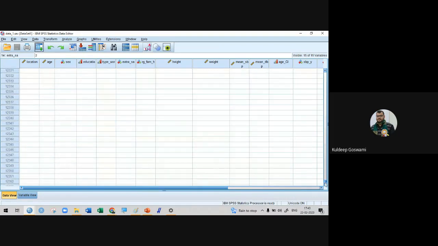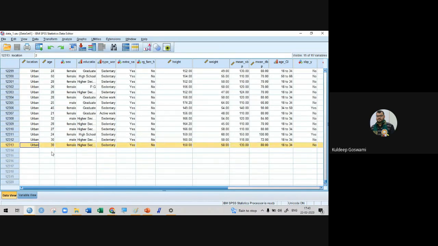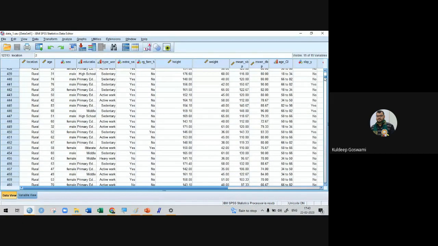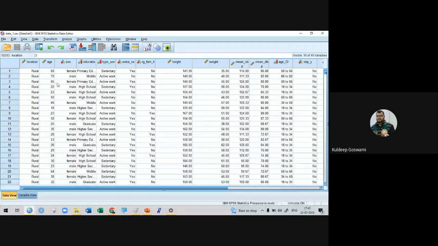This is a data set which covers 12,313 data points. Each data is collected from one individual. This is the result for the first individual, this is the result for the second individual, like that. The first variable is location. Location means here whether the person has a rural habitat or urban habitat, then age of the respondent, gender of the respondent, education qualification.